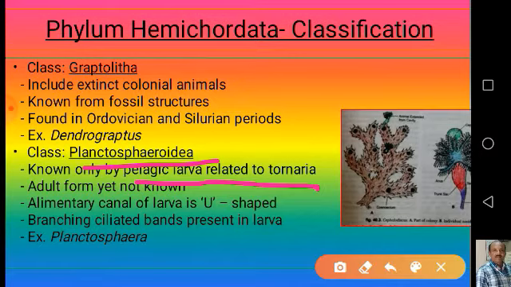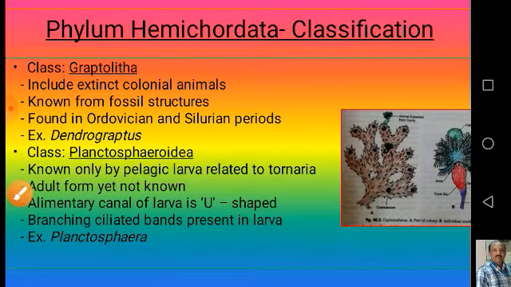Then coming to the ciliated bands, they are present in the larva. Some branching ciliated bands are present in the larva. The best example is Planktosphaera.